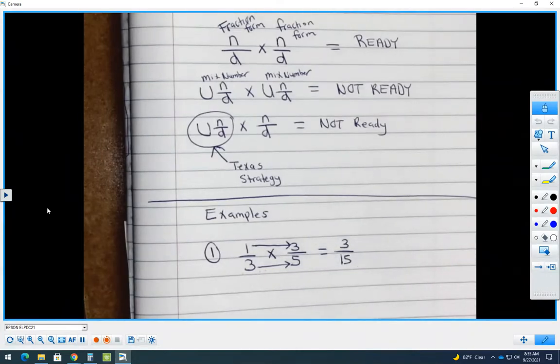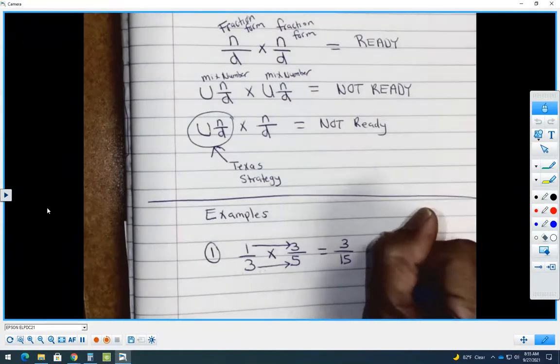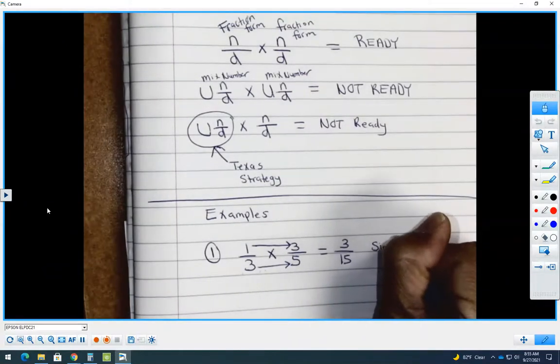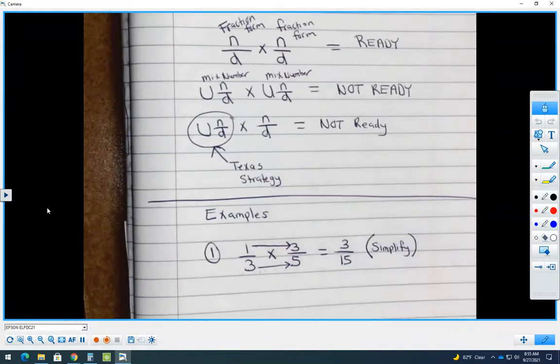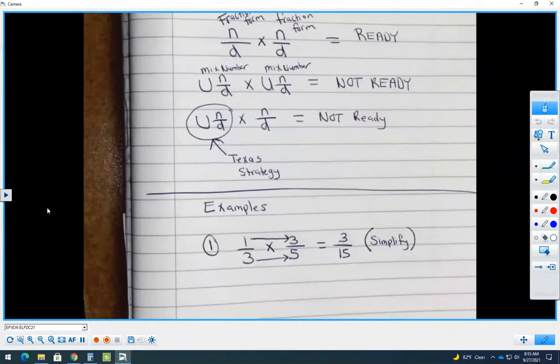There, I'm done. However, whenever you're multiplying fractions, we need to check if we can simplify. So today I'm going to teach you how to simplify too, in case you didn't learn that in elementary. So again, what I say is the fraction ready is when the ones you're multiplying are in fraction form, which is numerator over denominator. Questions so far?